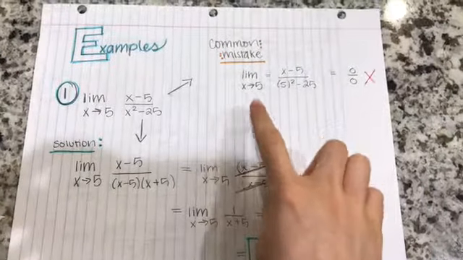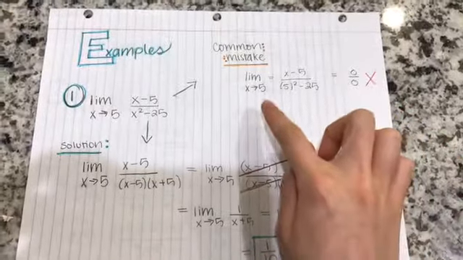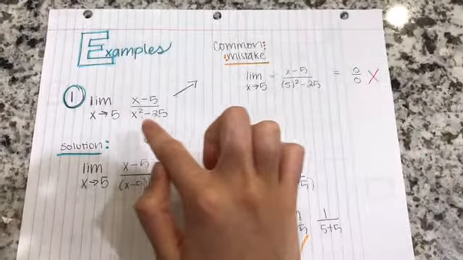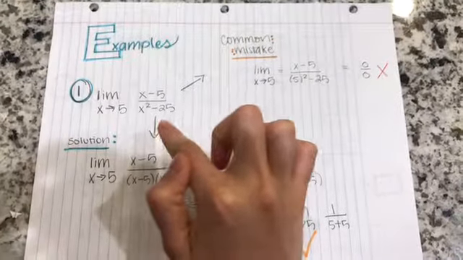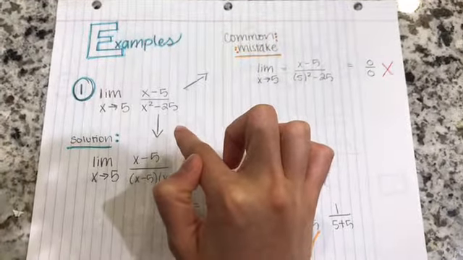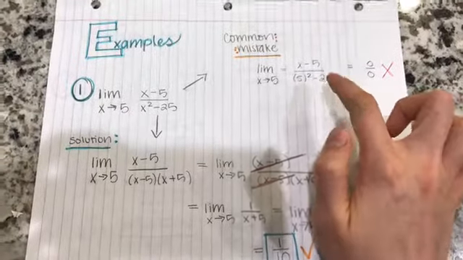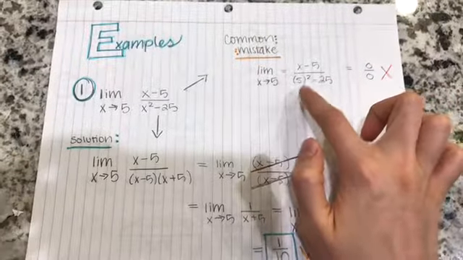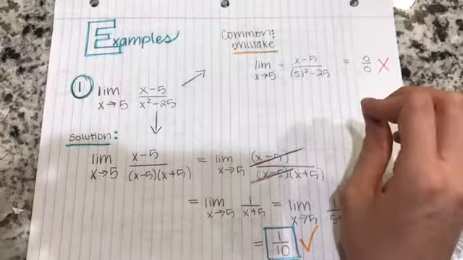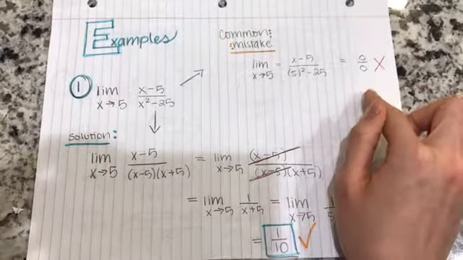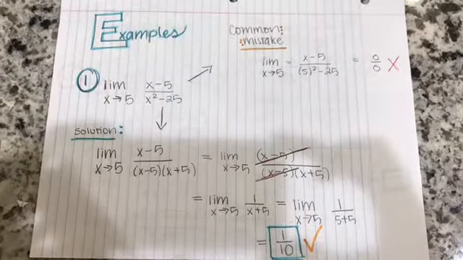So plugging in 5 in this example, where we take the limit as x approaches 5 of the function x minus 5 divided by x squared minus 25, we can't plug in 5 because 5 minus 5 divided by 5 squared minus 25 gives us the statement of 0 over 0, which is indeterminate as we've already established. So this is what you want to do instead.